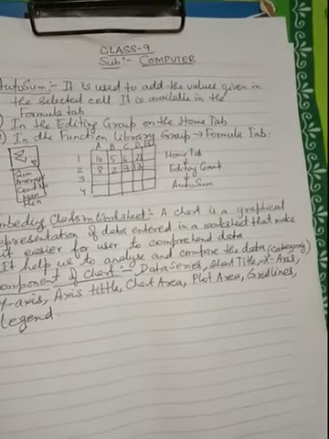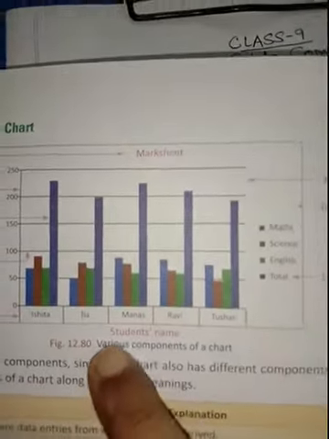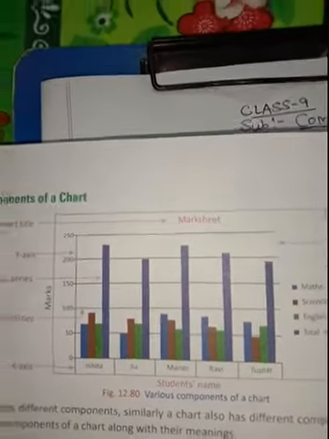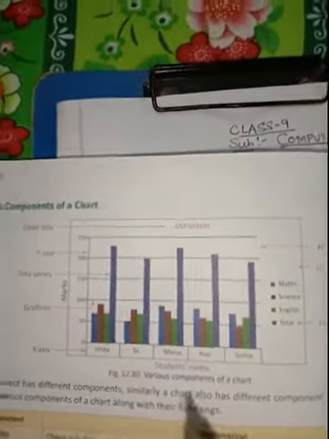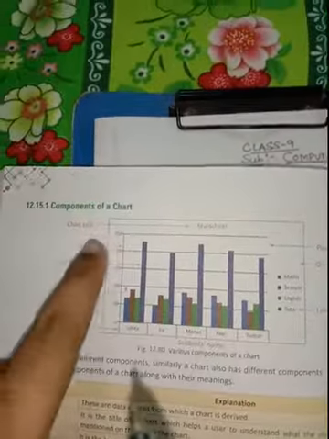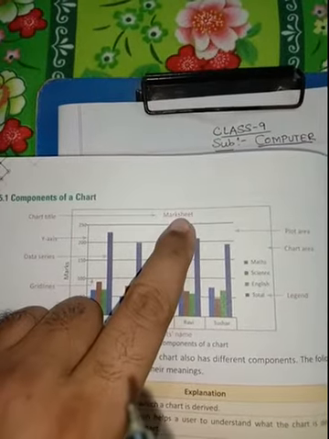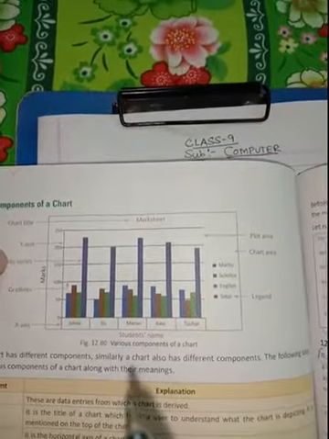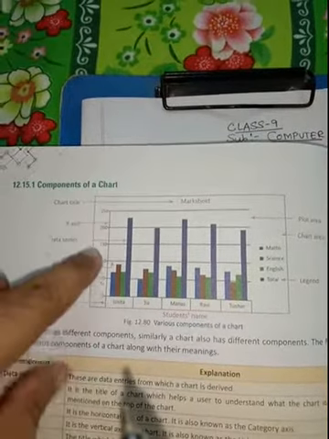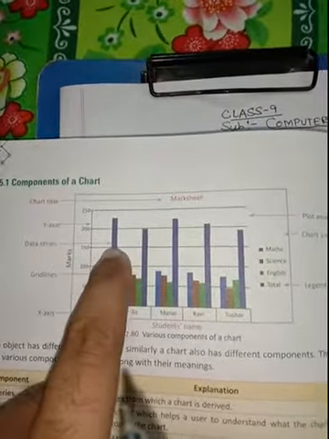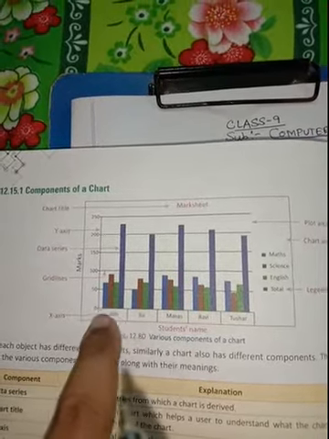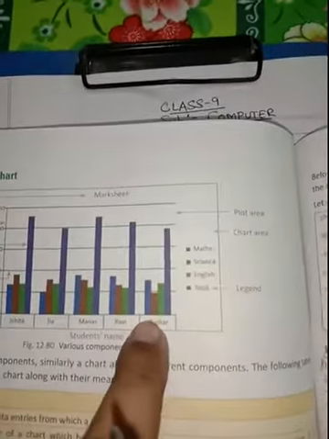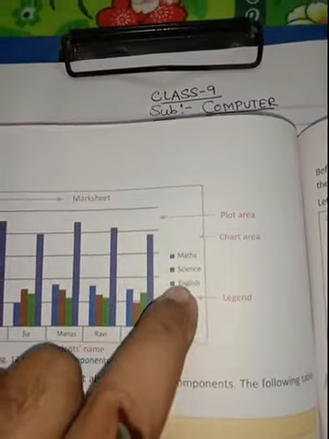Here in the book, page number 314, I am going to show you the chart. Look, these are the various components of a chart. This is the chart, and here we have different components. This is the chart title, mark sheet, which is at the top. Next, the y-axis, the vertical axis. Over here, the data series. These bars are the data series. These are the grid lines. These values are the x-axis. Next, the legend.